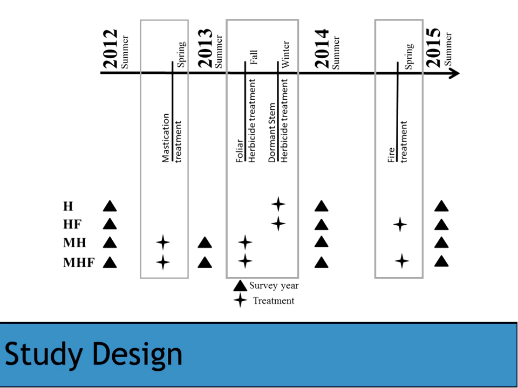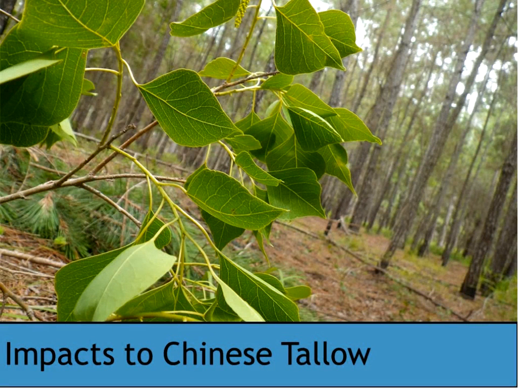And so just to give you, again, some of the timing. We have that mastication treatment that happened in the spring of 2013, and we had a pre-treatment survey prior to that. And then we remeasured in 2013 what happened following mastication. And then we did our foliar and dormant stem applications in the fall and winter of 2013. And then we did a survey thereafter. And then we did our fire treatment in the spring of 2015, so just last year. And then we did a follow-up survey thereafter.